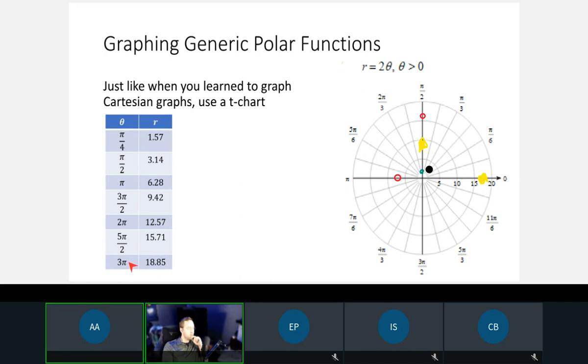Okay, so let's big brain this. If one rotation is 2 pi, and then one more pi would be a half a rotation, so we're going to be over here somewhere. So you're right. You just have to big brain it.